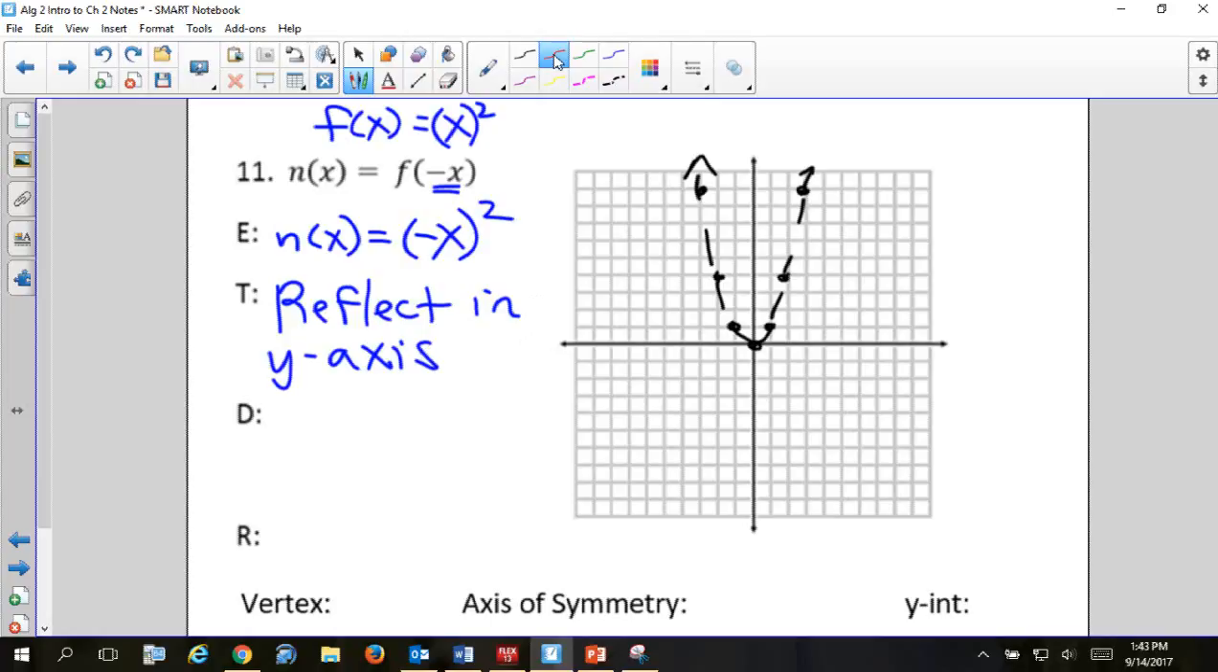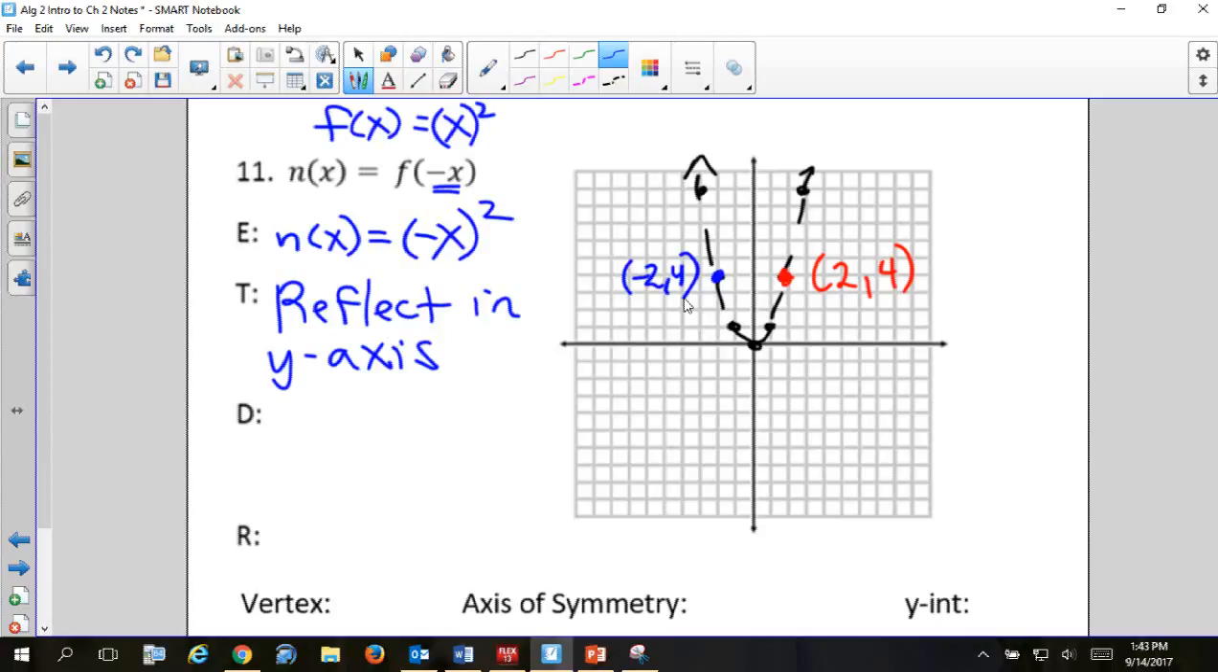So if I come over here to my graph, and I have the ordered pair 2, 4, and I reflect in the y-axis, where is that point now? Anybody know? Negative 2, 4, yeah, it's right here.